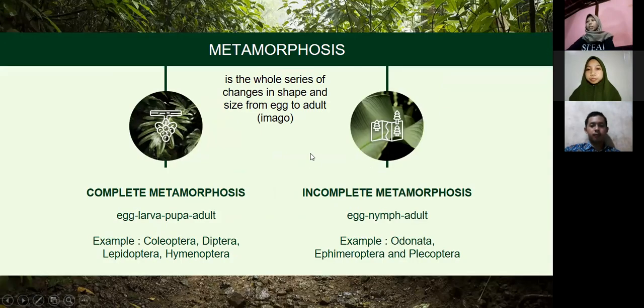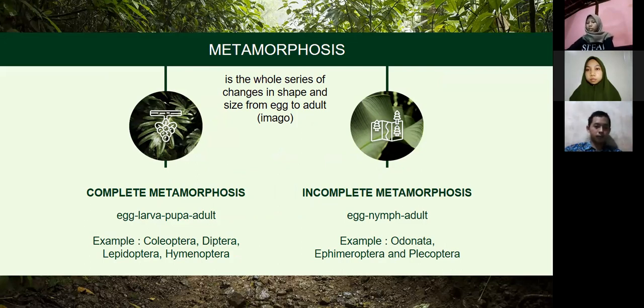Next, metamorphosis. Metamorphosis is the whole series of changes in shape and size from egg to adult, or imago. Metamorphosis is divided into two, namely complete metamorphosis and incomplete metamorphosis.